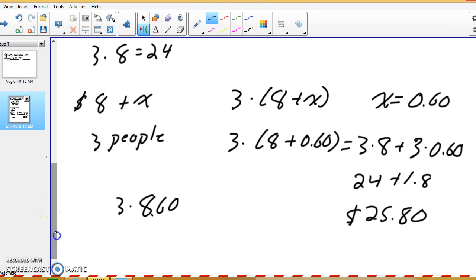So this is just one example of the distributive property in the real world: buying movie tickets at $8 plus tax for 3 people. That's 3 times 8 plus 0.60 per ticket, and then you use the distributive property, 3 times 8 plus 3 times 0.60, which equals $25.80. So again, I'm going to throw a few examples at us so we can work on the distributive property.